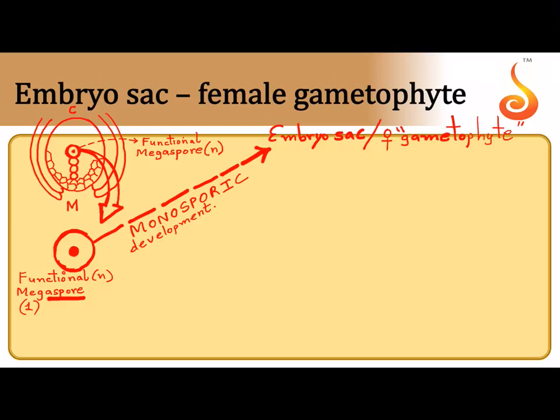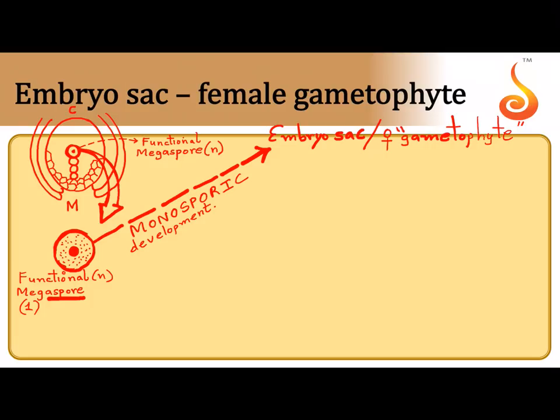In biology, everything is self-explanatory. Monosporic: mono means one, sporic means one functional megaspore that lives. See, this is the megaspore that is living. Others are dying out. This one develops into the embryo sac. Such a process where one megaspore forms one embryo sac is called monosporic. I'm repeating this again and again because this is a very important 1-mark question. Why is the development of embryo sac in most angiosperms considered monosporic? Because the embryo sac develops from only one functional megaspore.